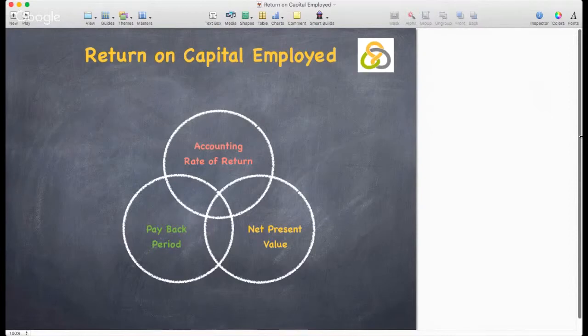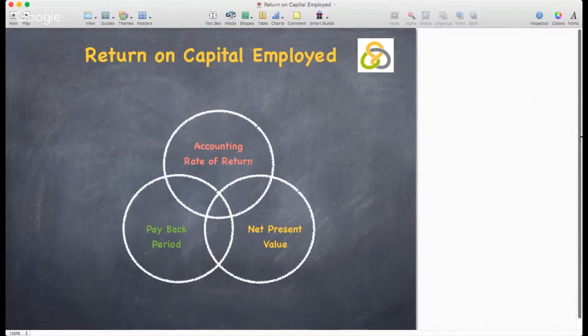The reason the three are in a Venn diagram is because you can use each individually. But if you use a combination of all three, you're much more likely to get a real good view of what it is that you are going to get from the money that you're investing.